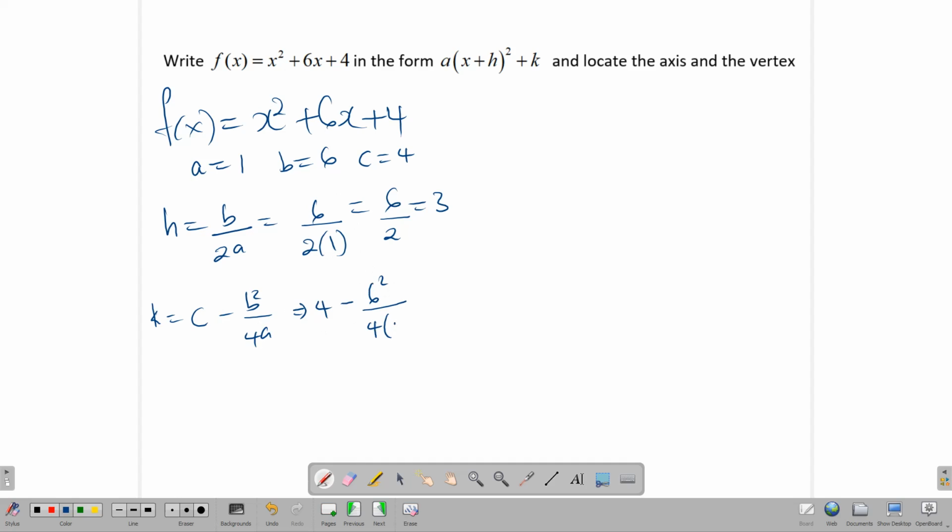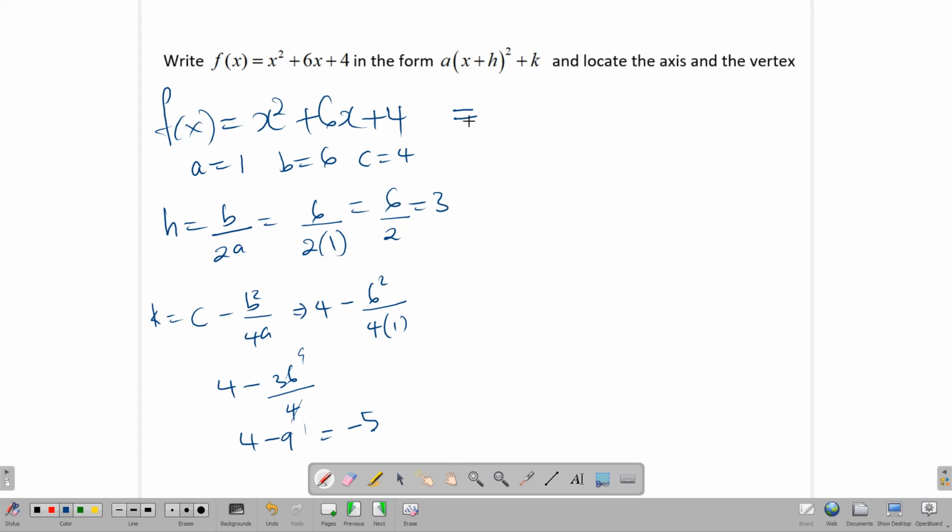Remember, a here is 1. So we have 4 take away 36 over 4. And 4 into 36 is 9. So we have 4 take away 9, and that gives us -5. So we can rewrite our function in this form.